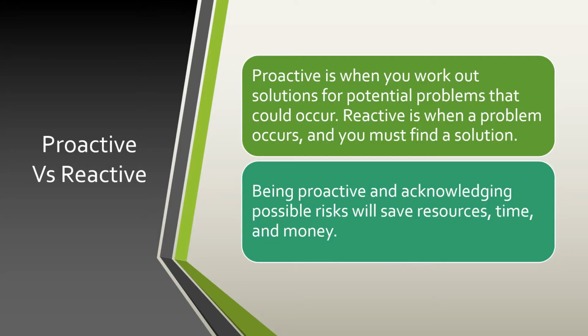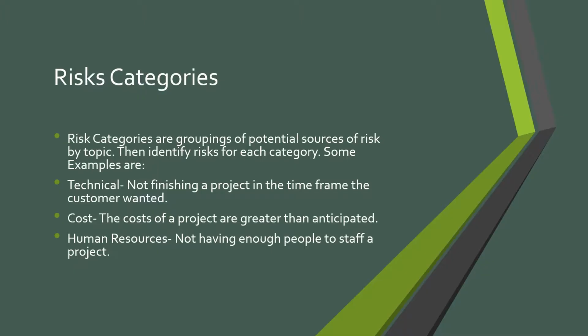Proactive versus reactive. Proactive is whenever you think ahead about what could happen and find ideas to prevent it. Reacting is whenever something happens and you respond afterwards. Risk categories are groupings of potential sources of risk by topic. Then, identify risk for each of the categories.